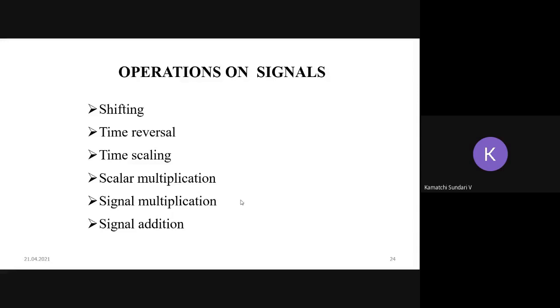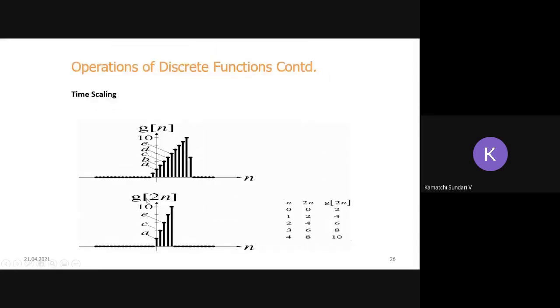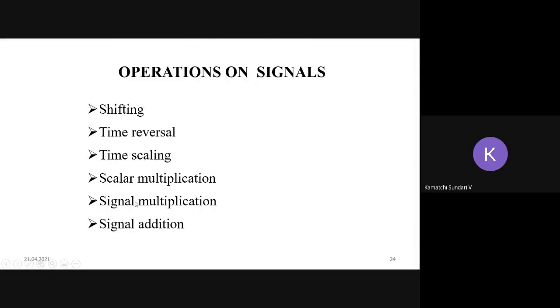Whereas if I am doing time scaling, that is with g within the bracket, along with your n parameter, you will have your lambda value. This is the major difference between scaling on the amplitude side and on the time side. For signal multiplication, if I have signals x1 of n and x2 of n, and the output signal is y of n, then y of n is equal to x1 of n into x2 of n. And for signal addition, x1 and x2 are my input signals and y of n is my output signal. In that case, y of n is equal to x1 of n plus x2 of n.